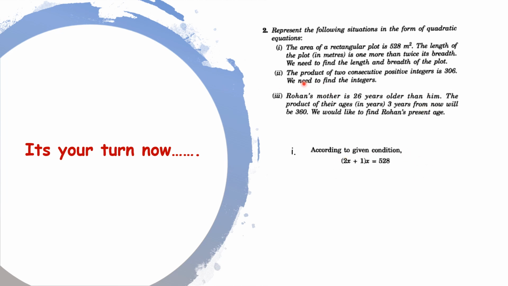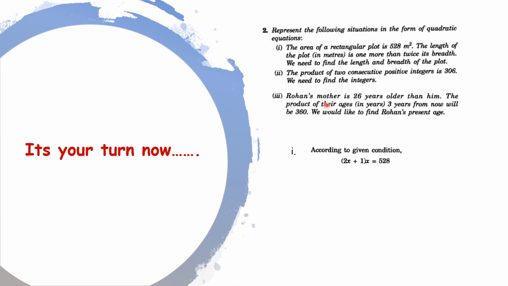Yes. So your second question is, the product of two consecutive positive integers is 306. We need to find the integers. Very, very simple. Let us assume the consecutive integers as x and x plus 1. Just multiply x into x plus 1 is equal to 306. You will get the quadratic equation.